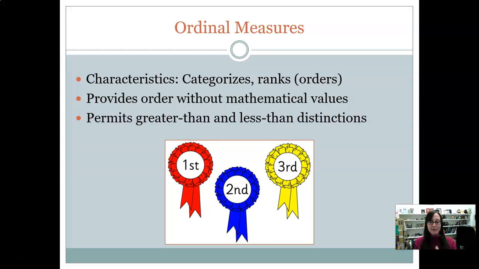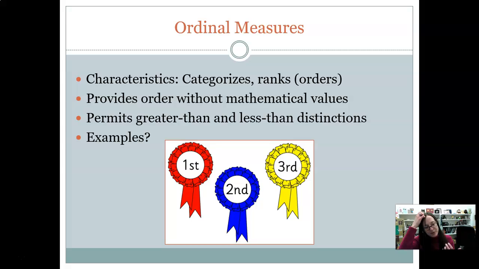For example, if you look at first, second, third in a race, then first was fastest, second was second fastest, and third was third fastest. You can put them in that order, but the distance between them is not going to be constant. The distance between those ranks is variable. It's not always the same. But they do have some meaning where you can put them in that order. You could have first and second neck and neck, and then third is way back here. So the distance between them isn't going to be the same.